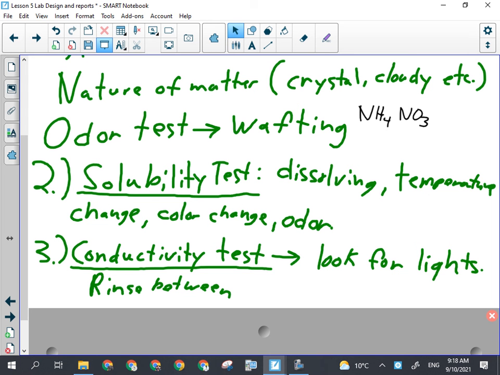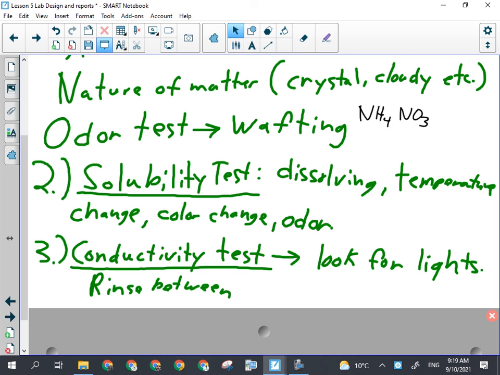Also really important to make sure you rinse everything in between tests. We said for the solubility test that we're going to be stirring them, and we're going to be using a thermometer. That needs to be rinsed between each test. If I don't do that, it could contaminate the next sample with the first one. So I don't want to do that, so we would just rinse them off. We'll have a little wash bottle, squeeze it and it squirts out distilled water, and you can wash off the thermometer, the stirring rod, and the conductivity tester between tests.